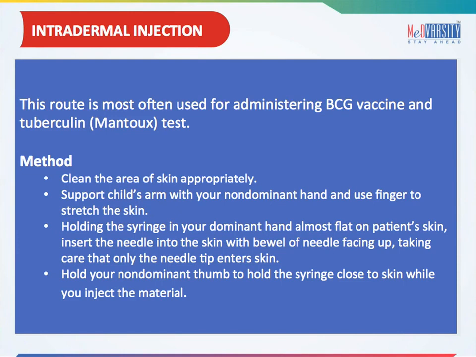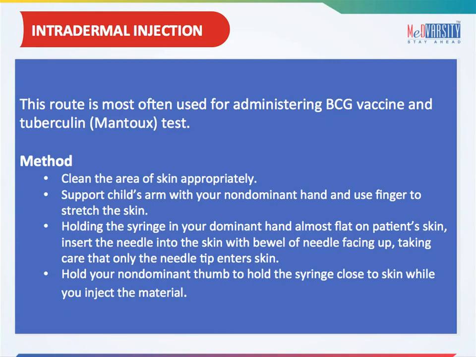Intradermal injection. This route is most often used for administering BCG vaccine and tuberculin Mantoux test. Method. Clean the area of skin appropriately. Support the child's arm with your non-dominant hand and use fingers to stretch the skin.